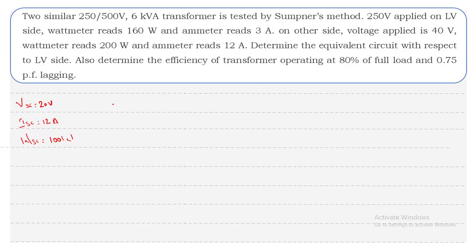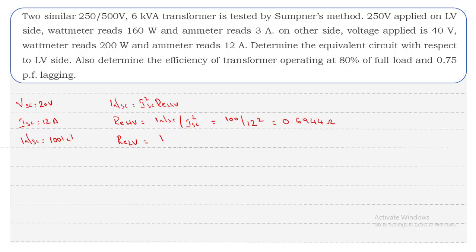And from SC test we know that WSC is equal to ISC square into RE. This is with respect to HV side. Hence, the equivalent resistance referred to HV side is equal to WSC divided by ISC square, where WSC is 100 and ISC is 12 square. Hence, this value is equal to 0.6944 ohms.